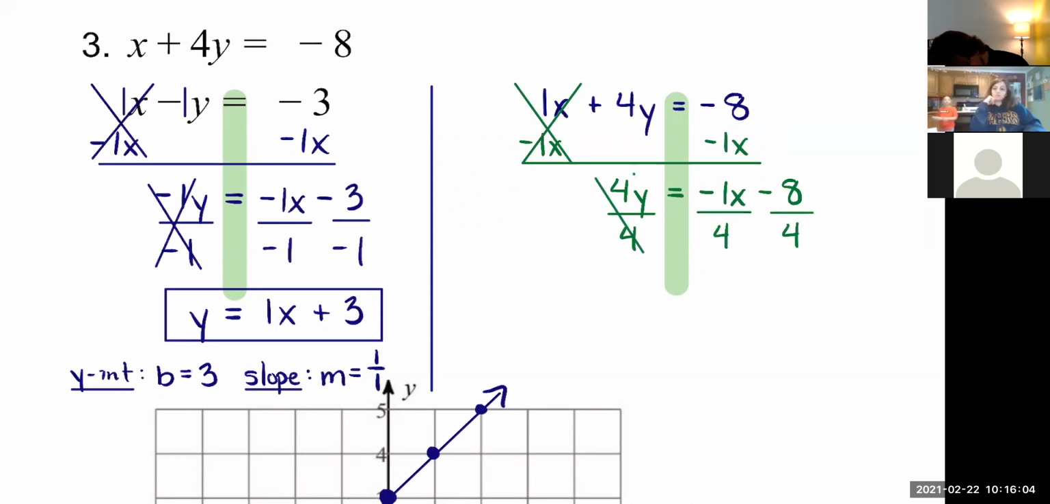The 4 divided by 4 on the y simplifies to 1. And then this equals, watching our divisions carefully here, -1 does not divide nicely by 4, but that's okay. I like fractions for slopes. I'm going to get a -1/4 x. And then -8 divided by 4 gives me a -2.